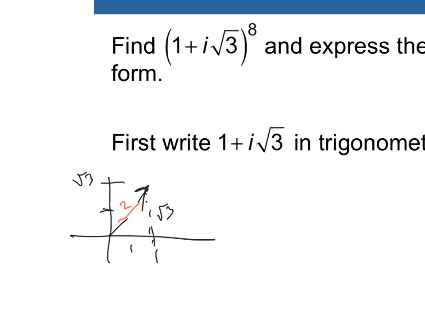And so 1, 2, square root of 3, the legs being 1 and square root of 3, means this was the 60-degree angle. So I found out what theta was: 60. And the r is 2.